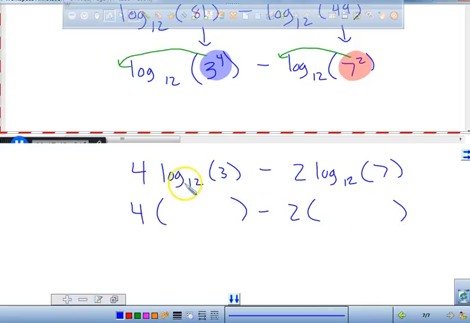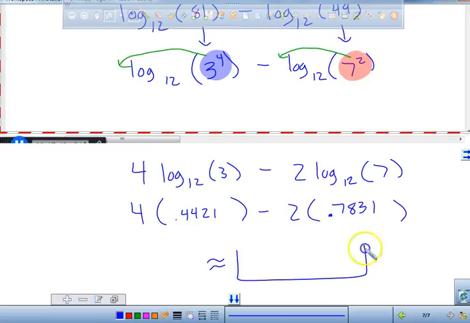On your paper, it tells you that log base 12 of 3 is 0.4421, and log base 12 of 7 is 0.7831. Now these approximate values are on your paper. Whenever you type that into the calculator, you get your approximate answer. And you highlight it up. Keep doing this process for the rest of the problem.